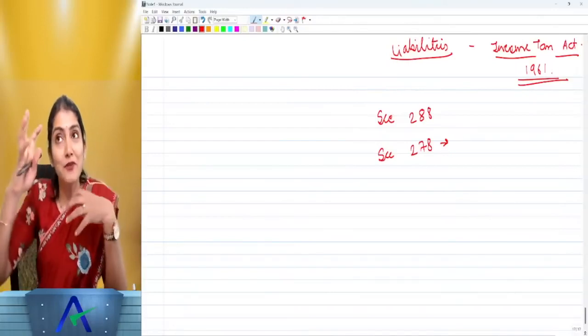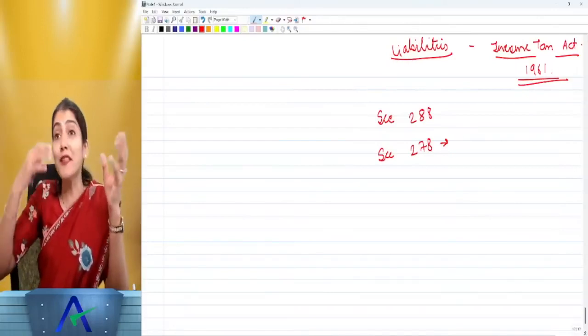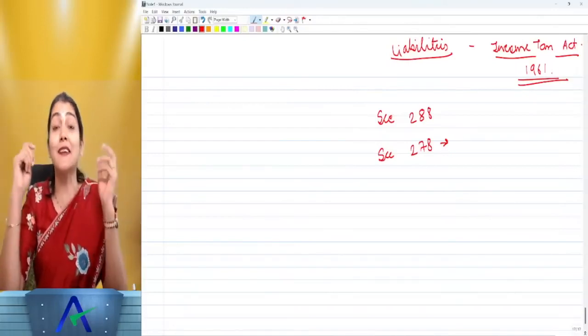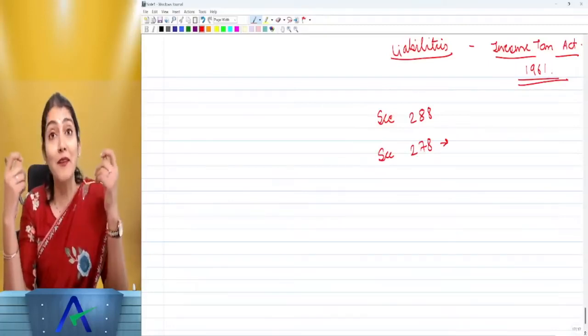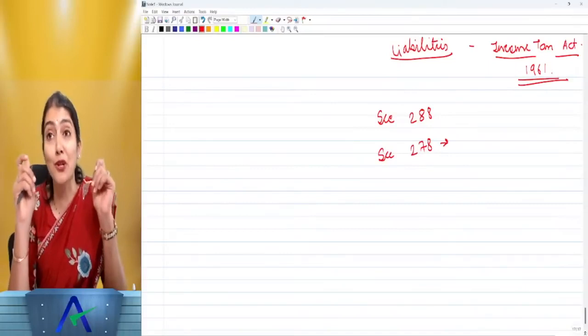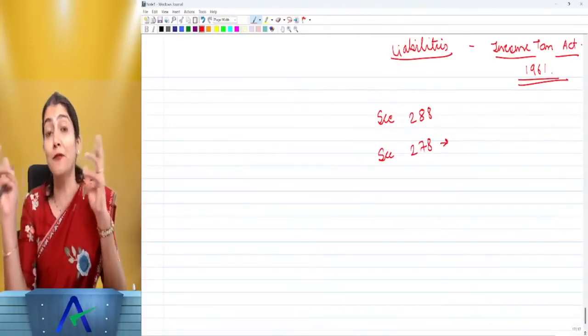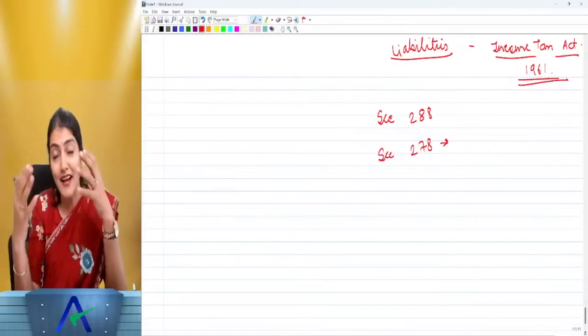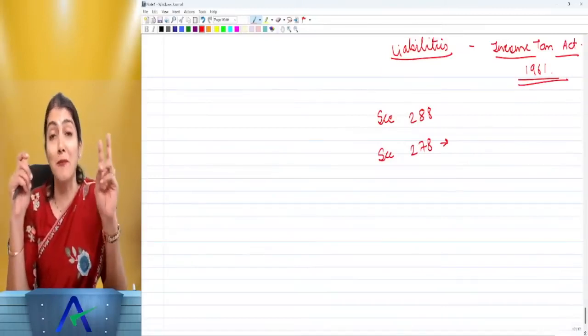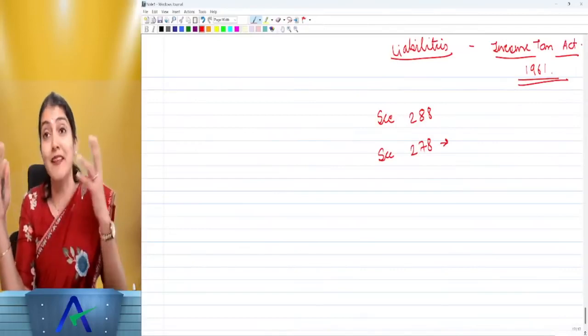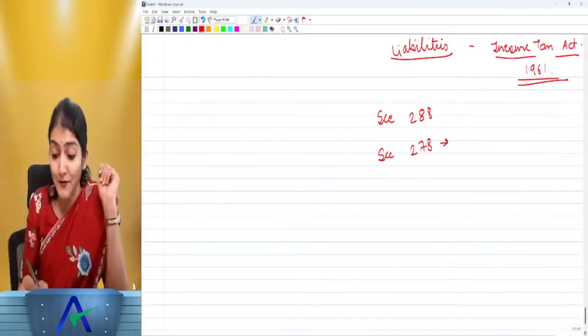Then what does it say? Which would lead to tax evasion of more than 2500,000 or less than 2500,000. If more than 2500,000, then what does it say? Rigorous imprisonment, which will not be less than 6 months, which may extend up to 7 years and with a fine. And in other cases, if the tax evasion is of less than 2500,000, then minimum imprisonment of 3 months, which may extend up to 2 years and with a fine. Right? So that is section 278.